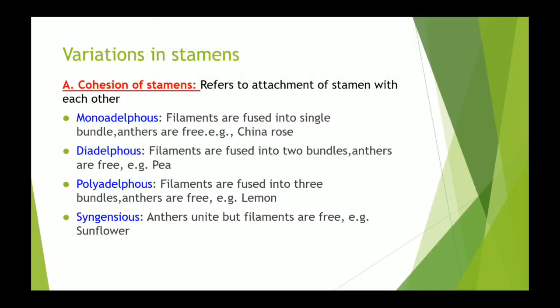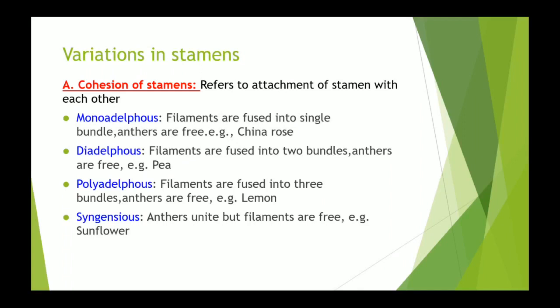Can you see that the term adelphous is common in these three? Literally it means a group of brothers, but here it refers to the part from which anthers grow out in bundles. When the anthers grow out in a single bundle, it is monoadelphous, in which anthers are free. An example is China rose. Students, I will show you a picture also. Then diadelphous is when there are two bundles. Di means two, mono means one, and polyadelphous means more than two bundles. In all these three conditions, anthers are free.